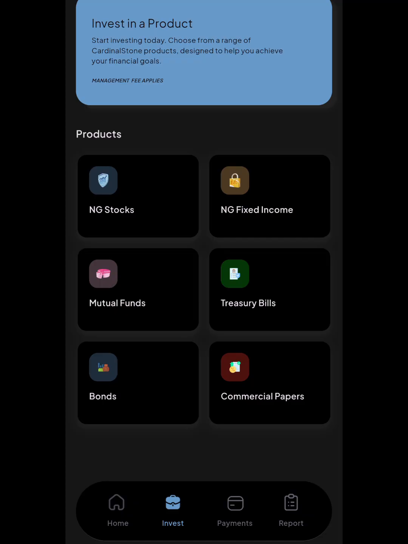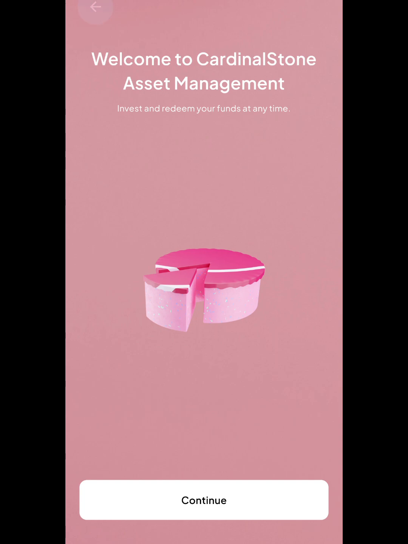Now we're going to mutual funds. So I'll click on mutual fund. Mutual funds are basically when people pool money together into one fund, and then the asset manager takes that money to invest it in different things. Again, it's people pooling money together, and then the money is managed by an asset manager who takes everybody's money and invests it in different things.